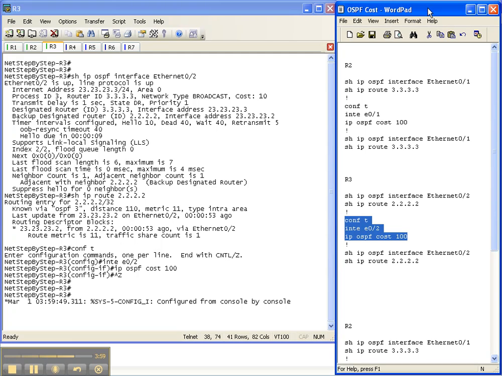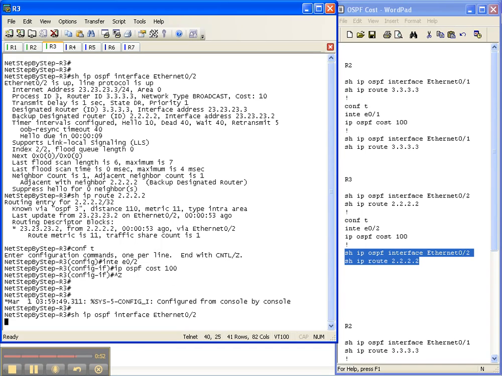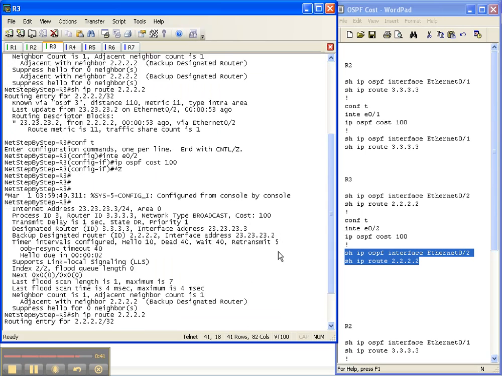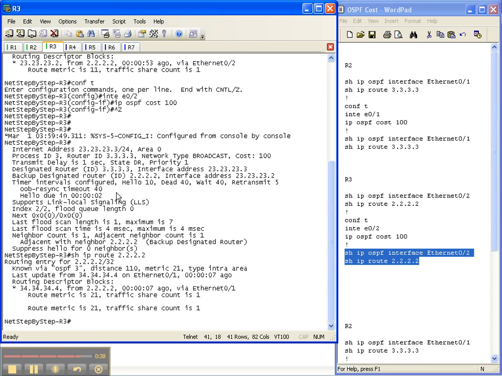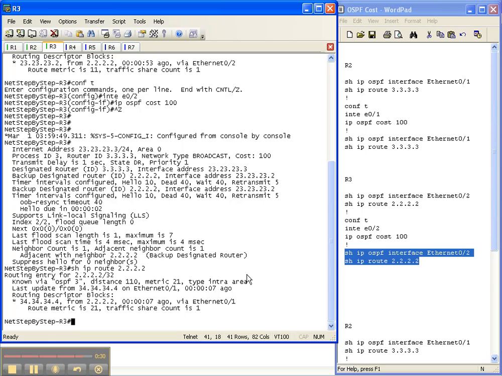And we did. We changed the cost to 100. So let's do the show IP OSPF interface command and the show IP route command that we executed before the change and see how things have differed. On the interface, we see we now have a cost of 100 when before we had a cost of 10. See right here. And then also, instead of going out interface 02, which was right here, to get to router 2, now that we've changed the cost and we've raised it, now the metric is 21, and it wants to go out Ethernet 01, which goes over to router 4.